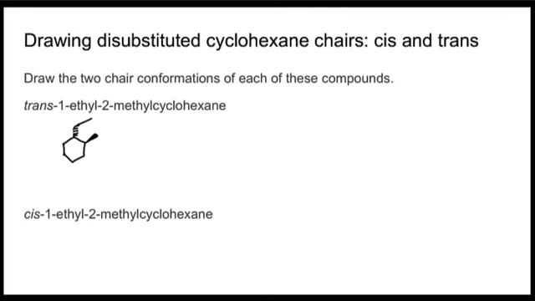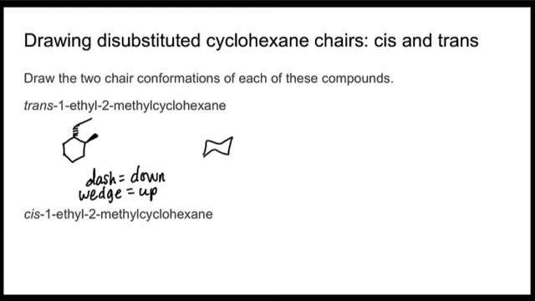So the trick, the shortcut for converting between the flat structure and the chair structure is to put your D's together. So dash is always going to equal downward on your chair structure, and so the opposite is then true as well. The wedge is going to be pointed upward.